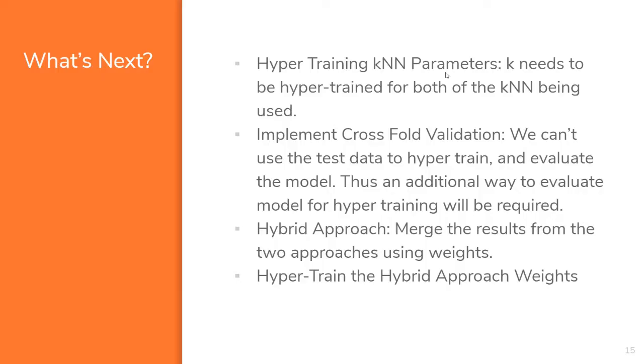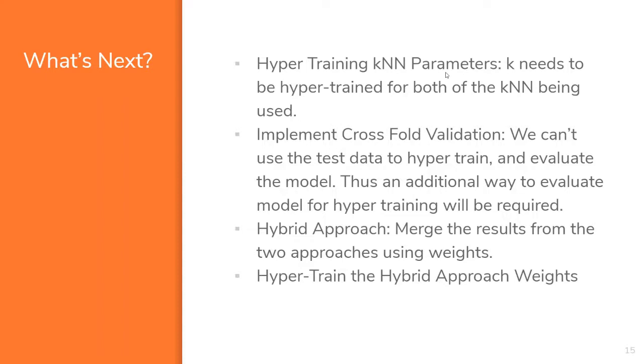So, what will we implement next? We are going to hypertrain the KNN parameters. K needs to be hypertrained for both of the KNNs that are being used. To do that, we must implement cross-fold validation. We can't use the test data to hypertrain and evaluate the model. Therefore, we need an additional way to evaluate for hypertraining.